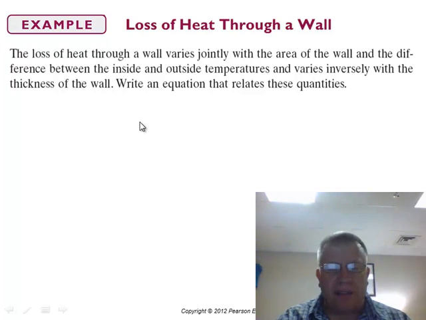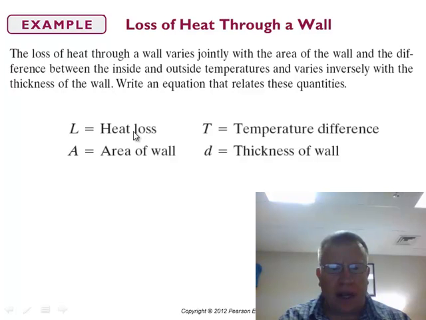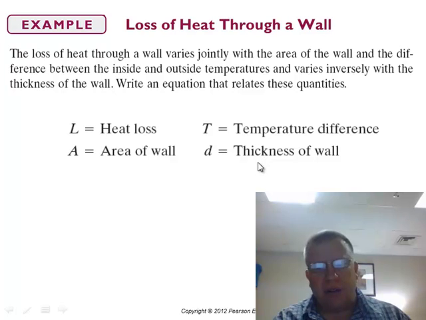So we have four variables going on here. We have the heat loss, L. We have the area of the wall, A. Temperature difference, T. And we're going to let D be equal to the thickness of the wall.